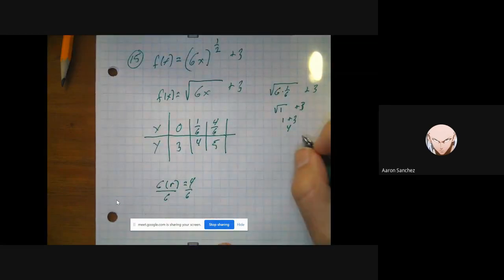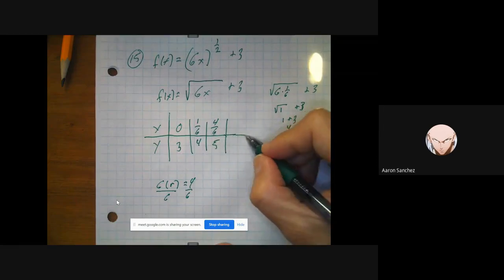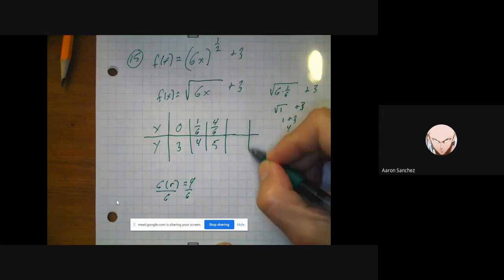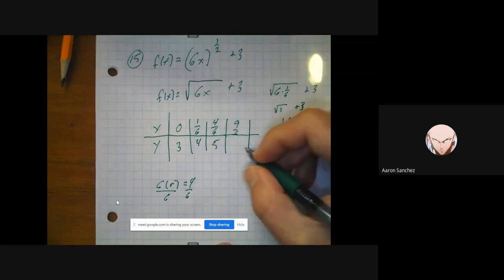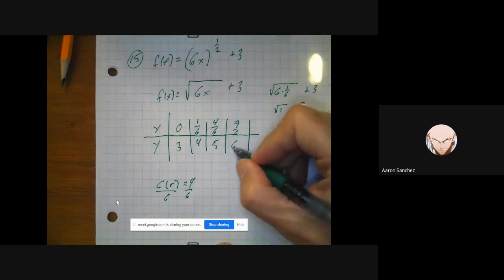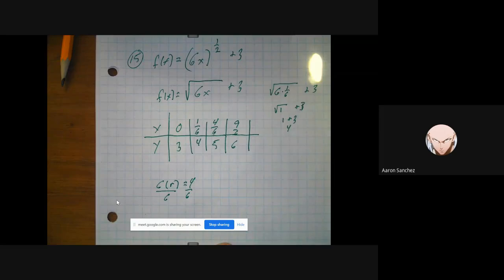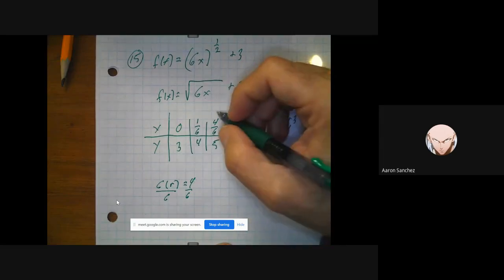Anyway, then you can just graph those. Next one, to make it equal to 9 would be 9/6. That's going to be 9/6, and the square root of 9 would be 3, plus 3 is 6. So boom. Whatever. What is 4/6? 4/6 is 2/3.